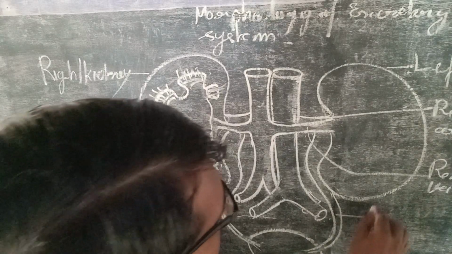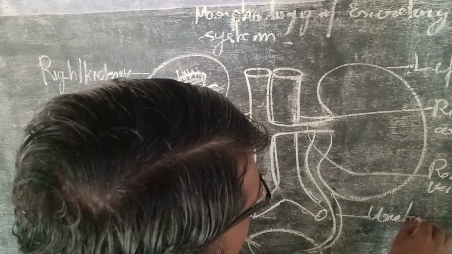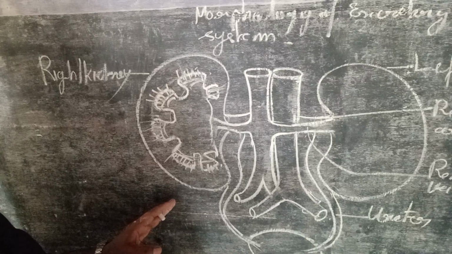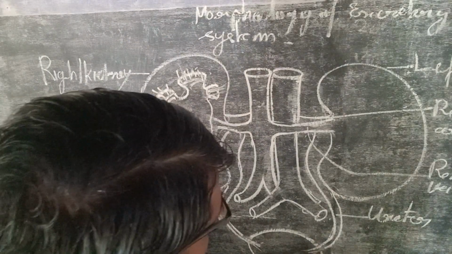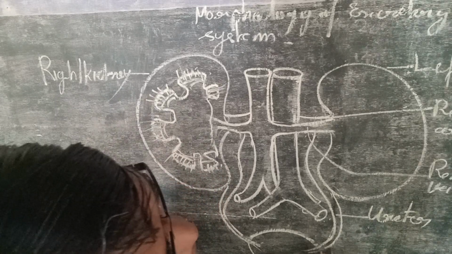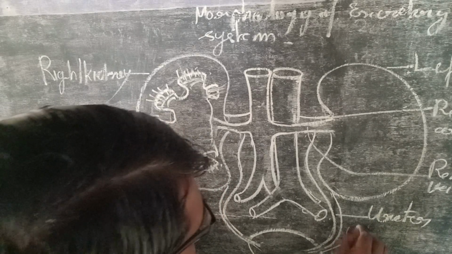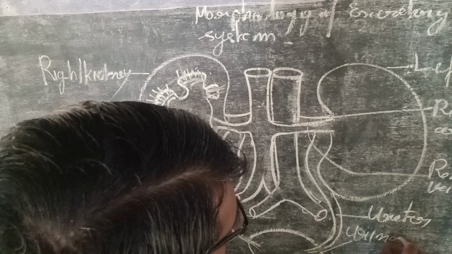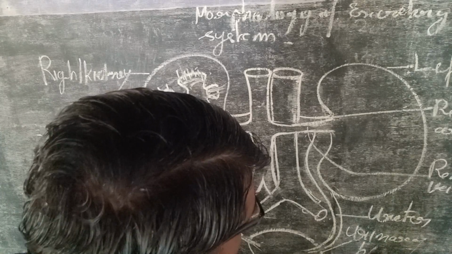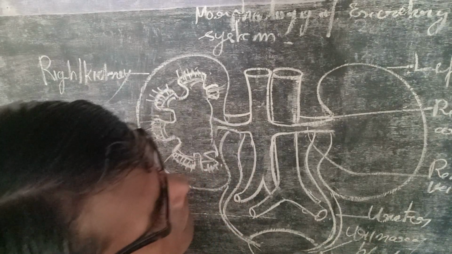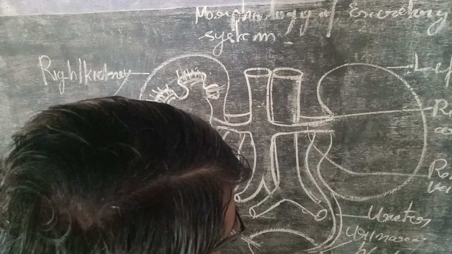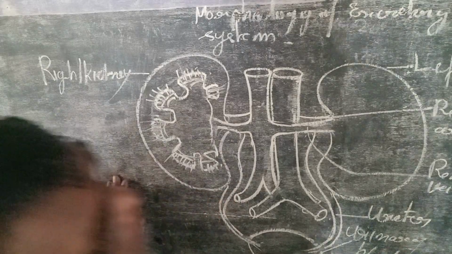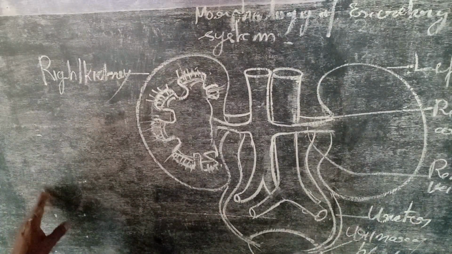This is the ureter. It's a ureter, renal artery, renal vein, ureters, understand? This is the urethra, and this is the urinary bladder. Urinary bladder, and another one is the urethra. Urethra, urinary bladder and urethra, ureters, we have completed.